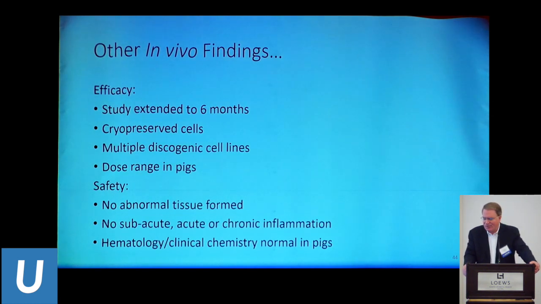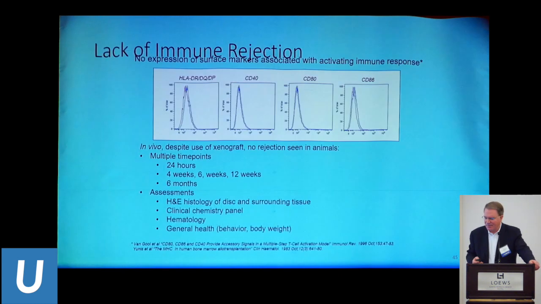We've produced multiple cell lines. We've looked at lots of dosing ranges in anticipation of the human trial. And again, we thankfully haven't seen inflammatory changes. We haven't seen signs of immune response to our cells in any of our animal models.